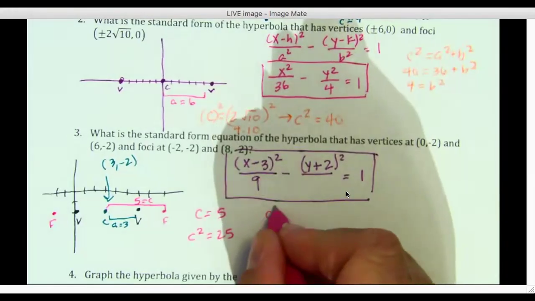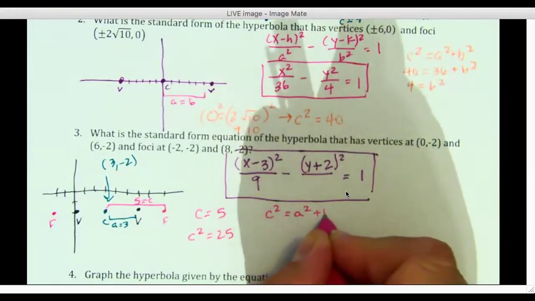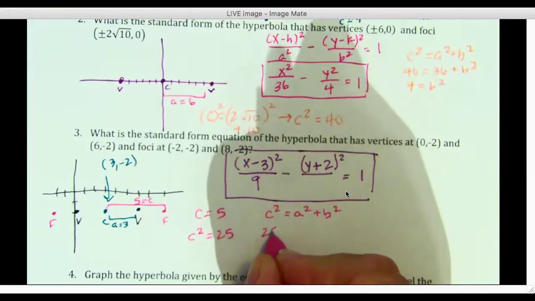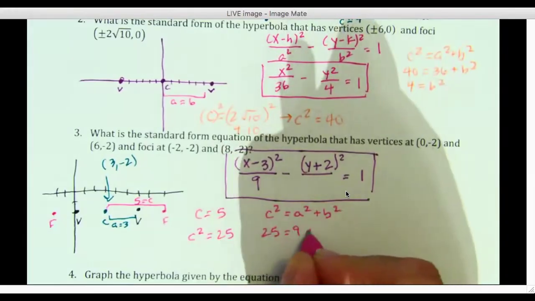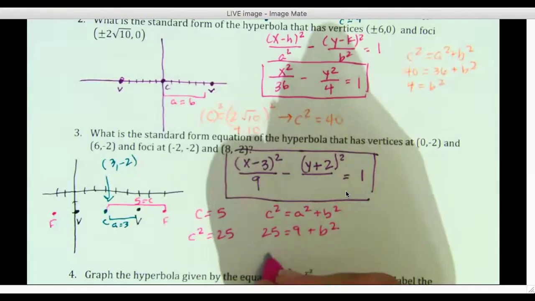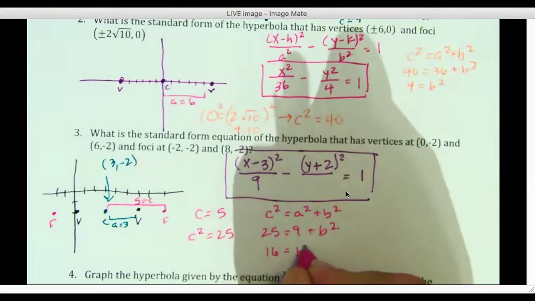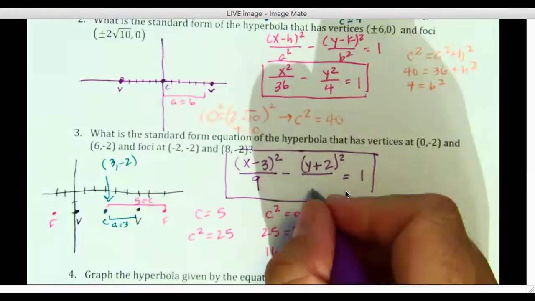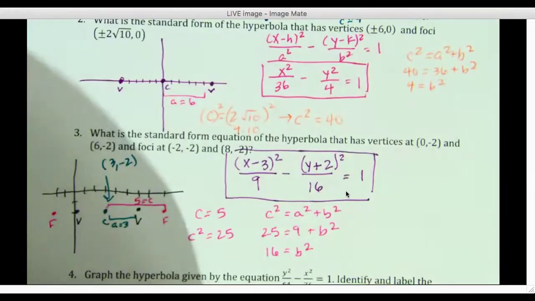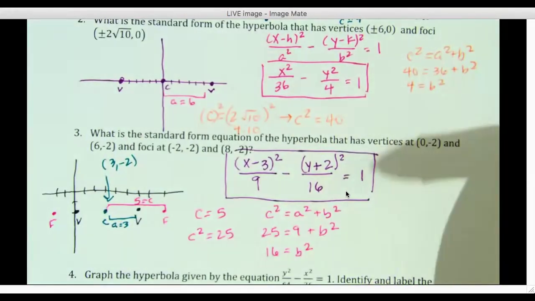So then C squared is equal to A squared plus B squared. 25 is equal to 9 plus B squared. Subtracting 9 from both sides, 16 is equal to B squared. So the equation for that hyperbola would be this right here. Okay.